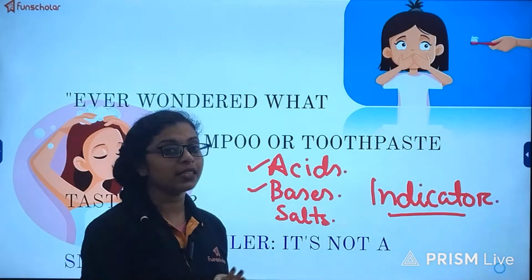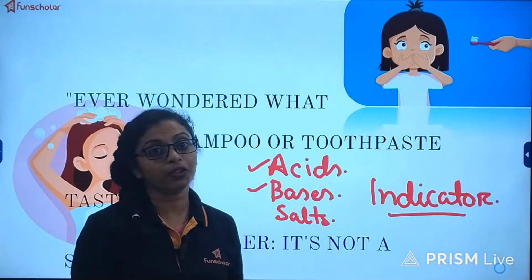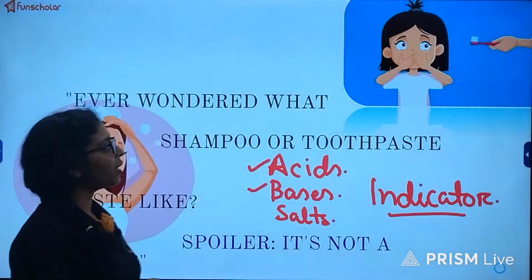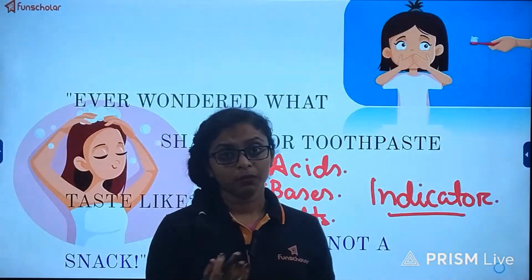So we have already learned the basics regarding acids, right? It is sour in taste, it changes color, and it is mostly found in food items. Okay, so what about the bases? Where do you think you can find the bases?